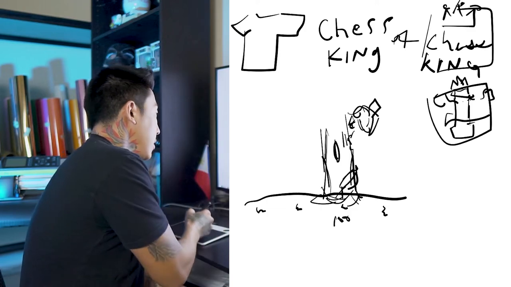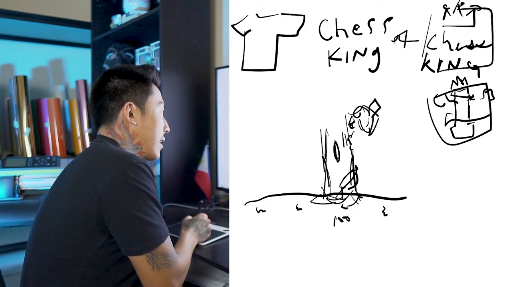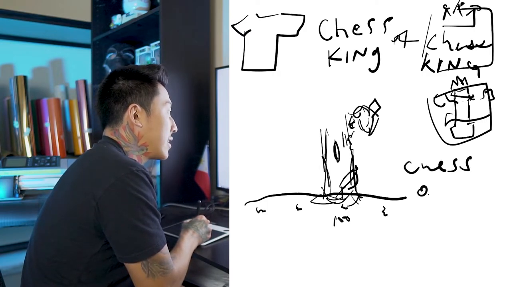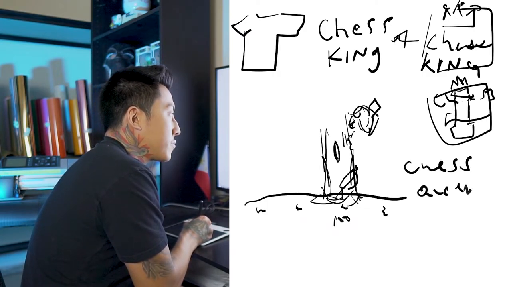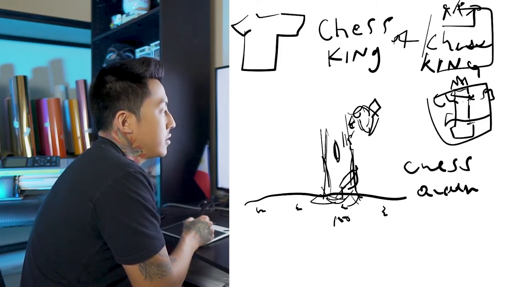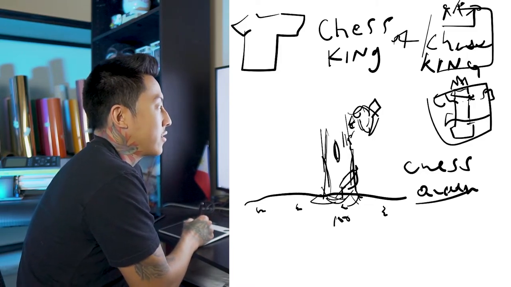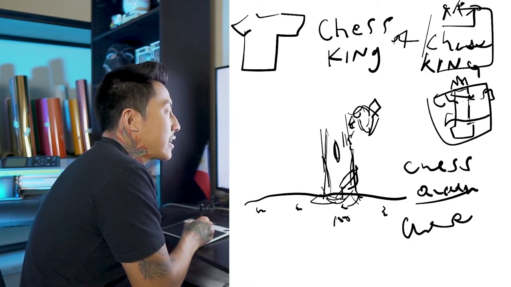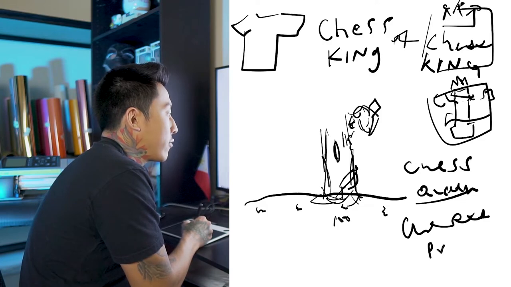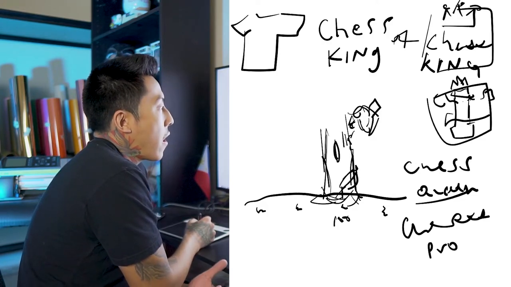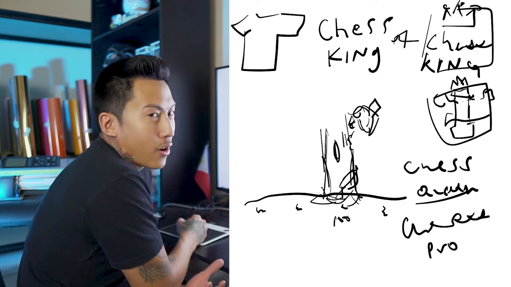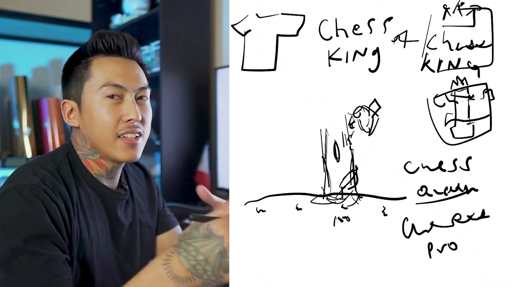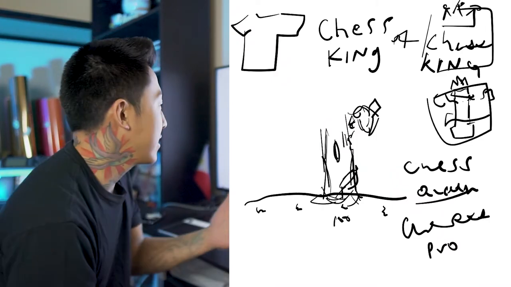So not only that, we'll do stuff like chess queen. We can do queen. How do you spell queen? I don't know. That's chess queen, okay? And then we can do other stuff like chess pro. You know, you gotta get a little more creative. I'm just kind of running out of ideas right now. Chess bro, chess sister, king of chess. And then you can just start looking at stuff about chess.